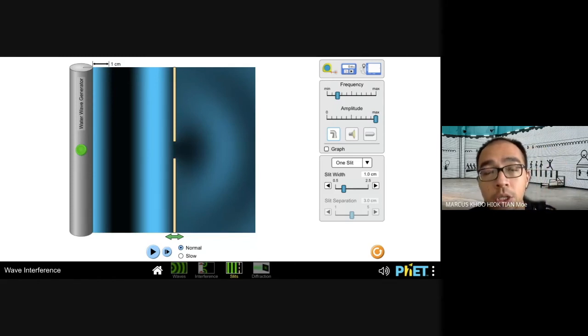So what are the two factors that make a very obvious diffraction pattern? When we say obvious, that means you can definitely see a circle. What are the two factors? Anybody?